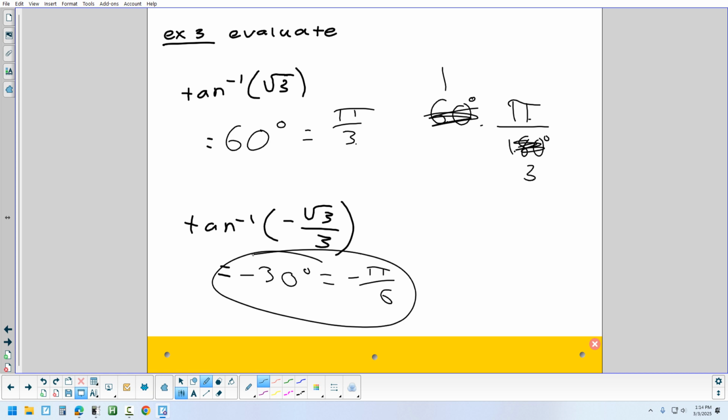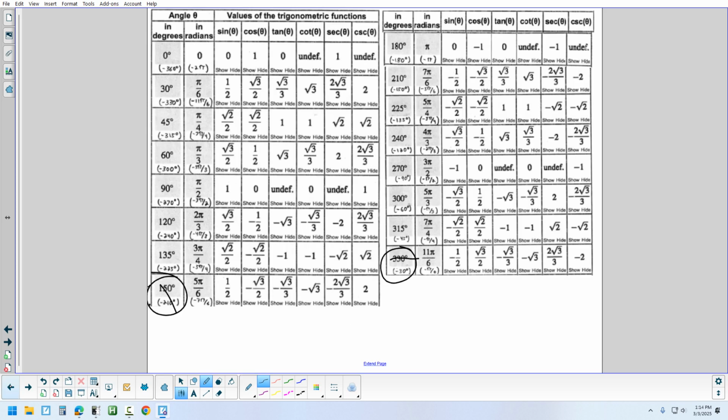Okay, so any question on finding an inverse trig function using that chart? Now, is every single angle that we could ever work with on that chart? No. Which ones are? Ones that we will work with: 30, 60, 90, 45. Right.